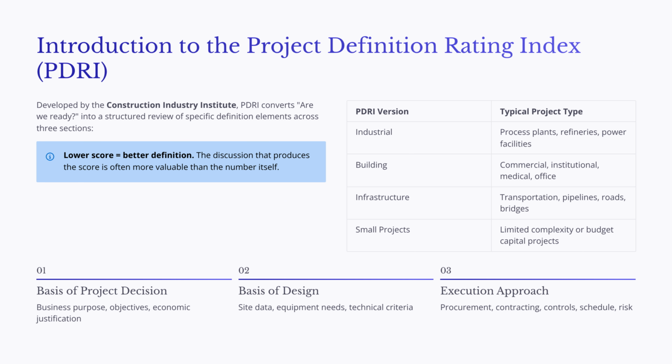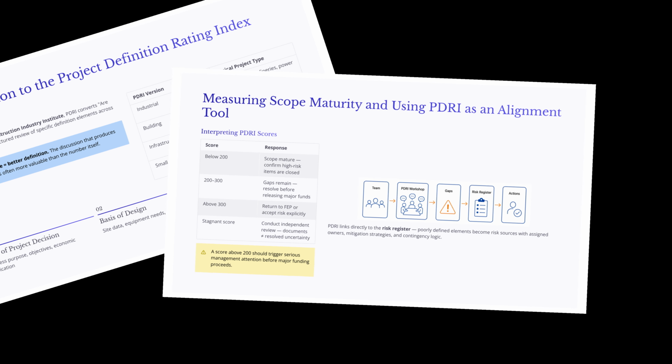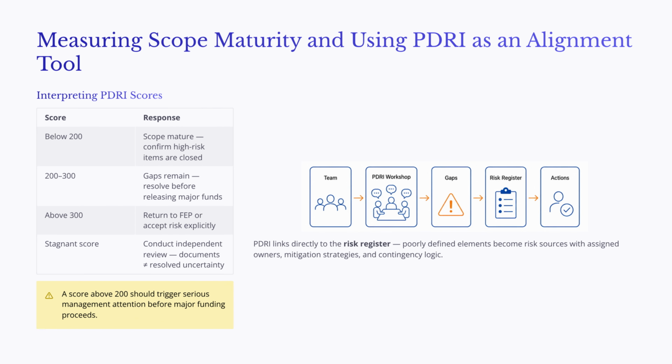PDRI uses a weighted scoring system, and lower scores indicate better project definition. But the score is not the only value. In many cases, the discussion that produces the score is even more valuable because it reveals assumptions and disagreements that might otherwise remain hidden. PDRI should not be treated as a one-time checklist. It is most useful when it is used as a recurring scope maturity tool throughout front-end planning.